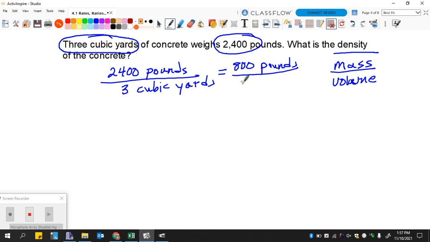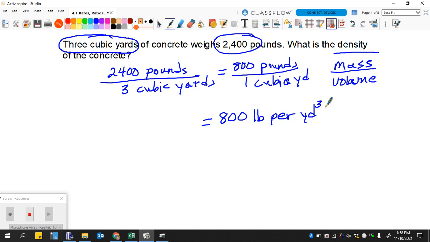for every 1 cubic yard. Okay, and you notice that I abbreviated yard as just YD. And a lot of times there'll even be a simpler abbreviation of 800 pounds, which is LB per cubic yard, which is yards to the 3rd power. All right.